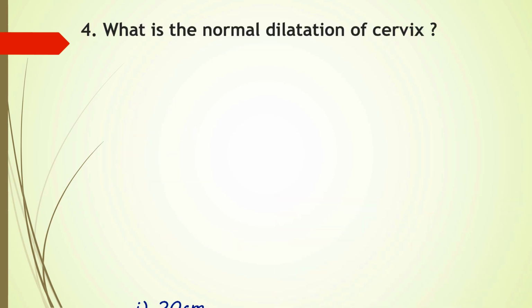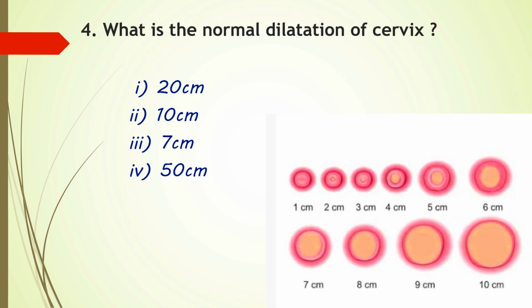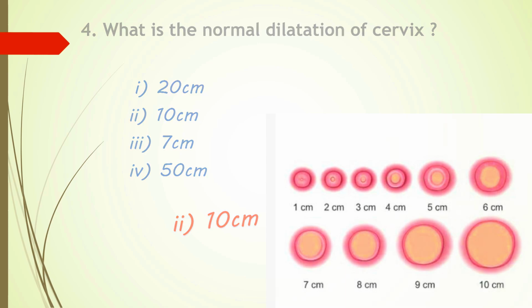Question number 4, what is the normal dilatation of cervix? Options are 20 cm, 10 cm, 7 cm, or 50 cm. Yes, you are absolutely right. Cervical dilatation is the gradual opening of the cervix from 0 to 10 cm during labor, allowing for vaginal delivery. So here option 2 is the correct answer.